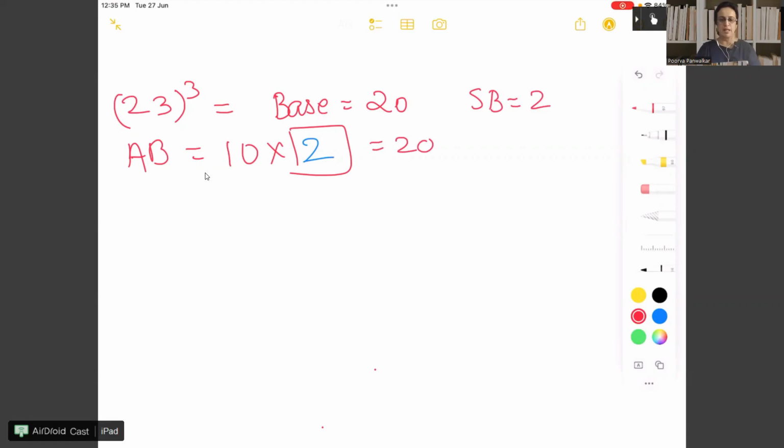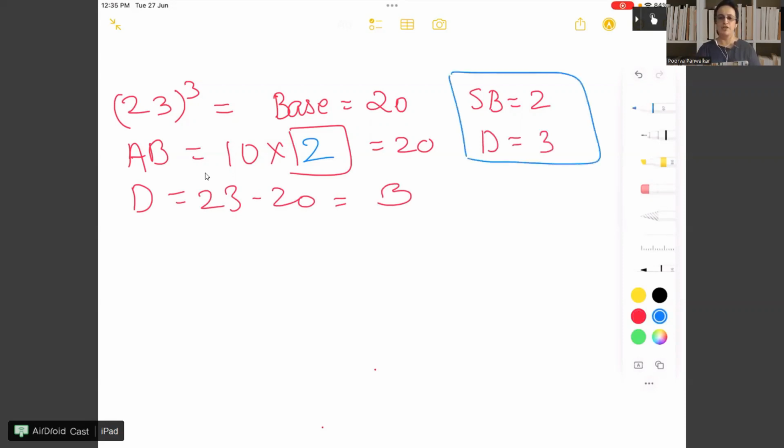Now the next important step, after I find the base and the sub base, my third important step is finding the deviation, or in common mathematical language, the difference. How far away is my number from the base? So 23 minus 20 is equal to 3. So my deviation is going to be 3. These two numbers, the sub base and the deviation, are going to be important when I find the cube of the number, or cube of any number for that matter. They play a very important role.